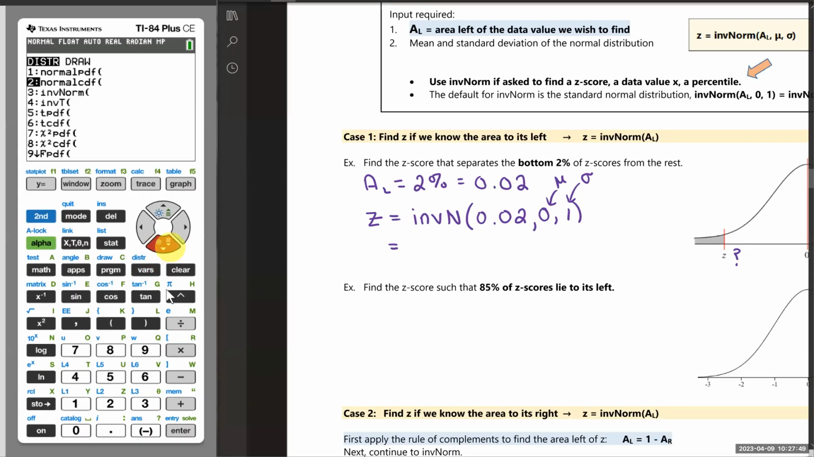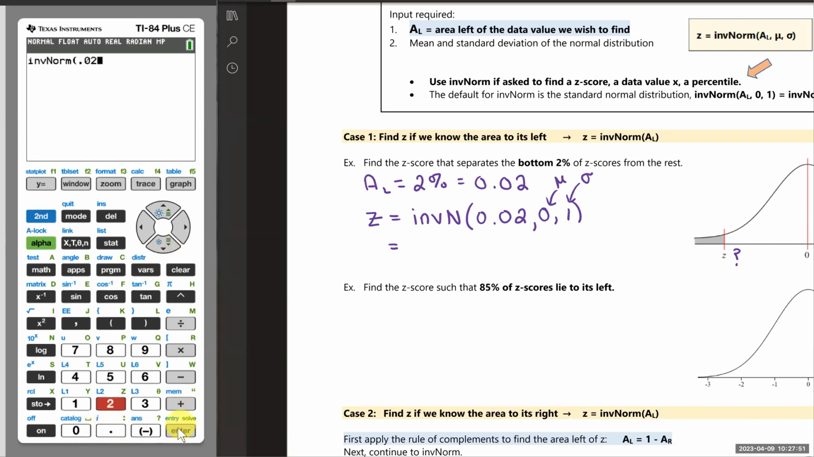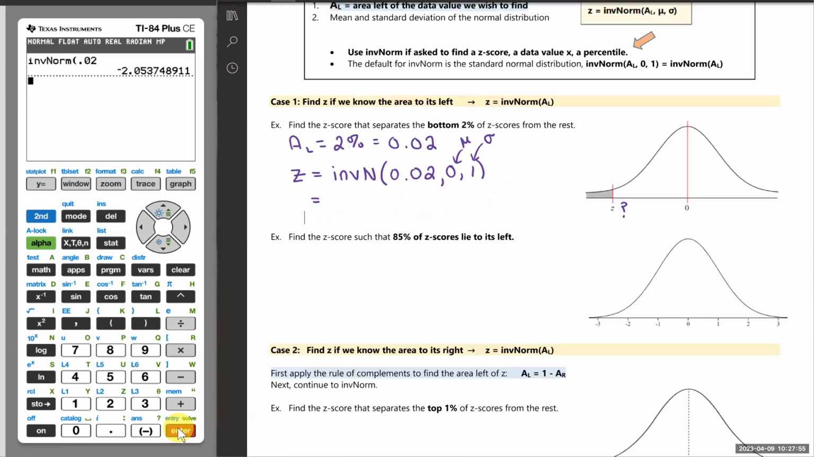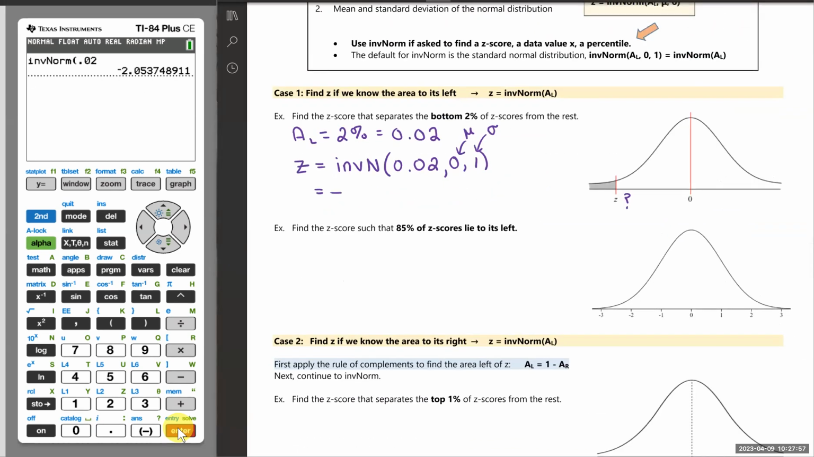So inverse norm 0.02. And I'm going to continue to round to 2 decimal places. Just always pay attention to the rounding directions. But later in the semester, we'll do generally 2 or 3 decimal places. So I'm getting negative 2.05.